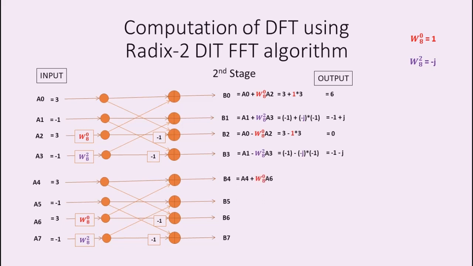Same as before, calculated from A4 and A6, and that's equal to 6. A5 plus W8 to the power 2 into A7 is equal to B5, and that's equal to minus 1 plus j. B6 is equal to A4 minus W8 to the power 0 A6, and that's equal to 0. And B7 is equal to A5 minus W8 to the power 2 A7, and that's equal to minus 1 minus j.